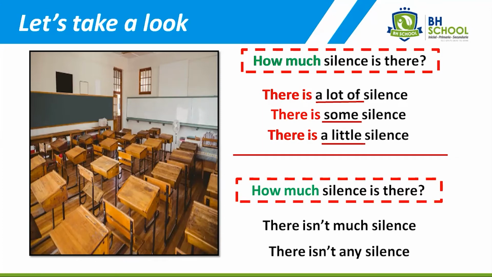And what is similar in my answers here? In negative form. Very good, there isn't. Okay? And my quantifiers are much and any. Let's remember here, much and any are used only for negative form in my expression or in my question, how much. Now, when do we use how much?